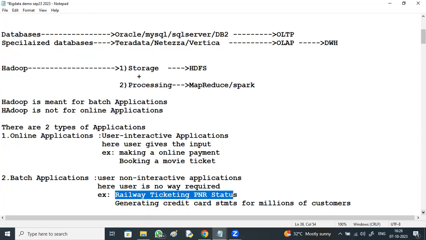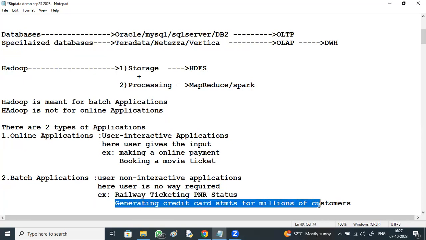Generating credit card statements for millions of customers.